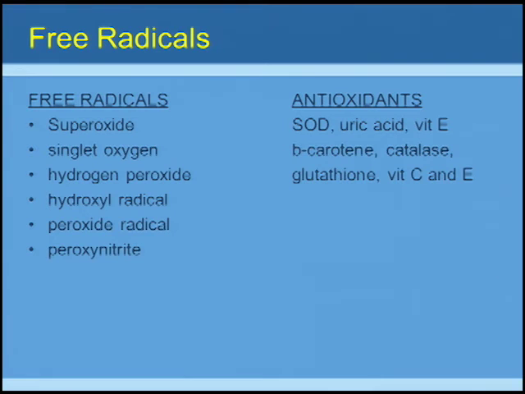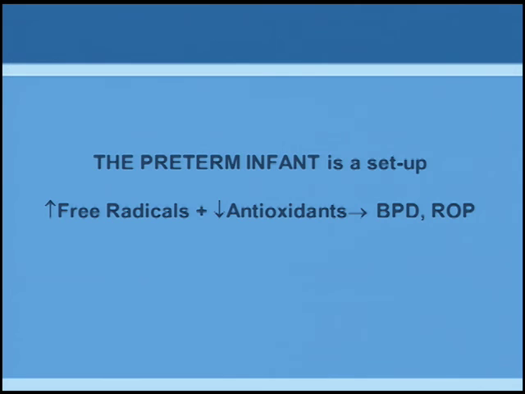When we talk about oxygen-free radicals, there's several there on the left-hand side, and then there's antioxidants that also battle those oxygen-free radicals a lot of times. And unfortunately, in our preterm infants, they don't have a lot of antioxidants. They don't get them from their mother until later in term, and so when they're premature, they don't get those antioxidants. And so that can contribute to BPD and ROP when you expose them to oxygen therapy.